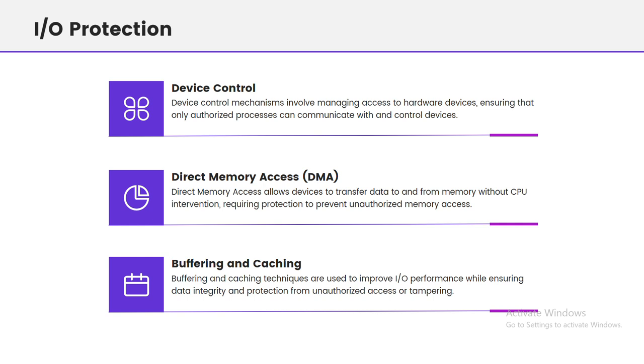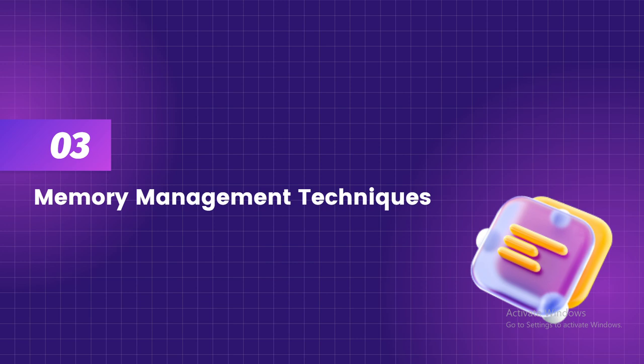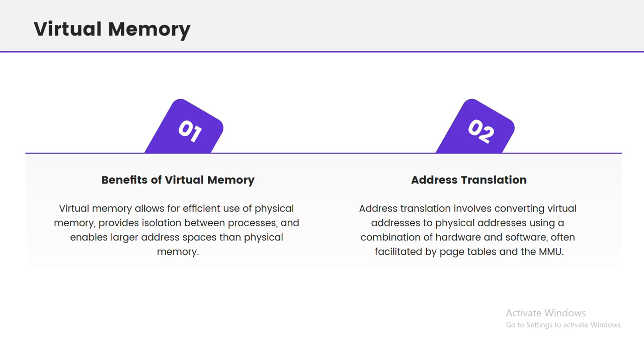Device control, direct memory access, buffering and caching. Device control mechanisms involve managing access to hardware devices, ensuring that only authorized processes can communicate with and control devices. DMA allows the device to transfer data to and from memory without CPU intervention, requiring protection to prevent unauthorized memory access. Buffering and caching techniques are used to improve I/O performance while ensuring data integrity and protection from unauthorized access or tampering.